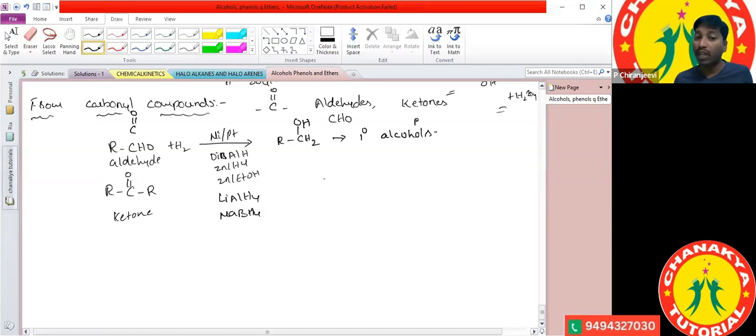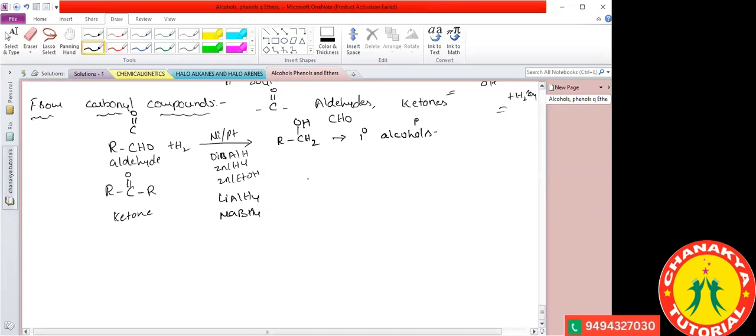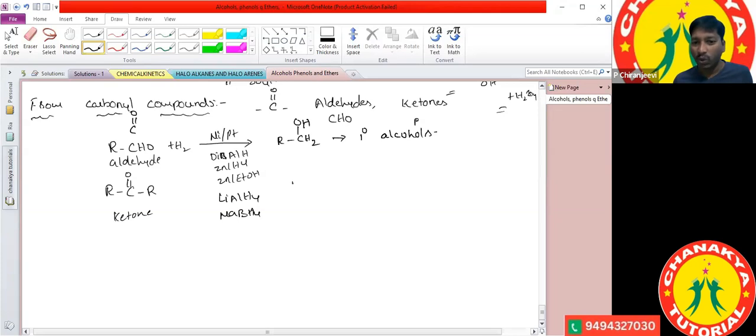Then what about the ketones? How do ketones convert? They convert into secondary alcohols? Very good, Ritu. So ketones are converted into secondary alcohols. That means R bond CH bond OH bond R. So this becomes a secondary alcohol.